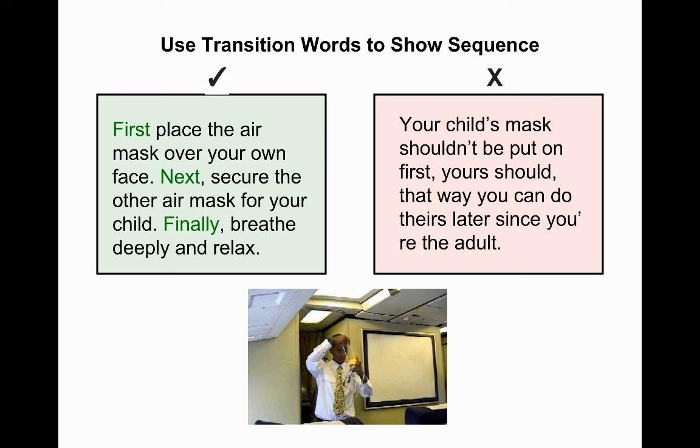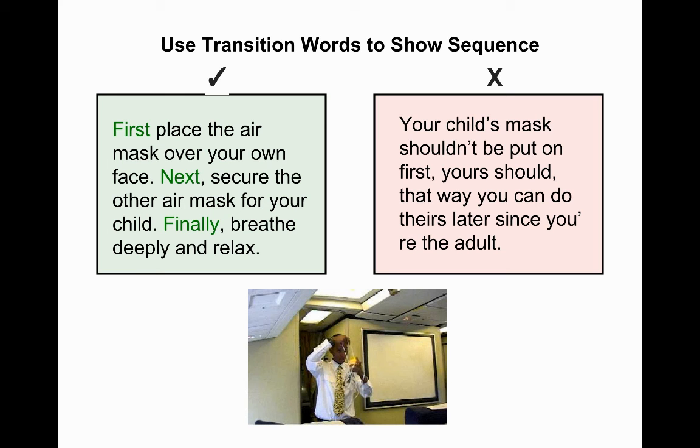Using transition words to show sequence. Start paying attention to transition words as soon as possible, because in the second half of the semester, we're going to be working on research papers, and working out smooth transitions is going to make your research paper much stronger. So on the right-hand side, your child's mask shouldn't be put on first. Yours should. That way you can do theirs later since you're the adult. On the left-hand side, the better version. First, place the air mask over your own face. Next, secure the air mask for your child. Finally, breathe deeply and relax.